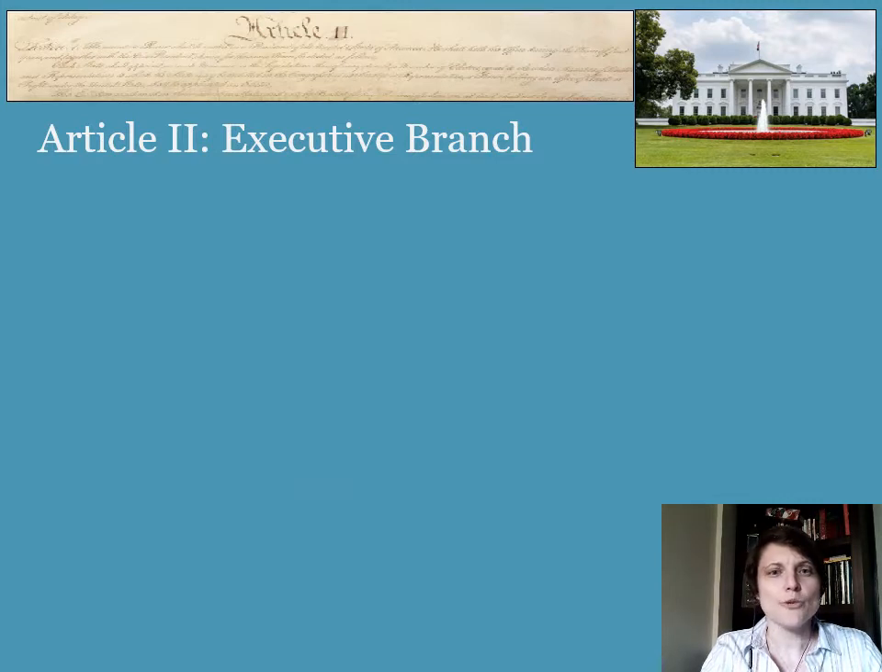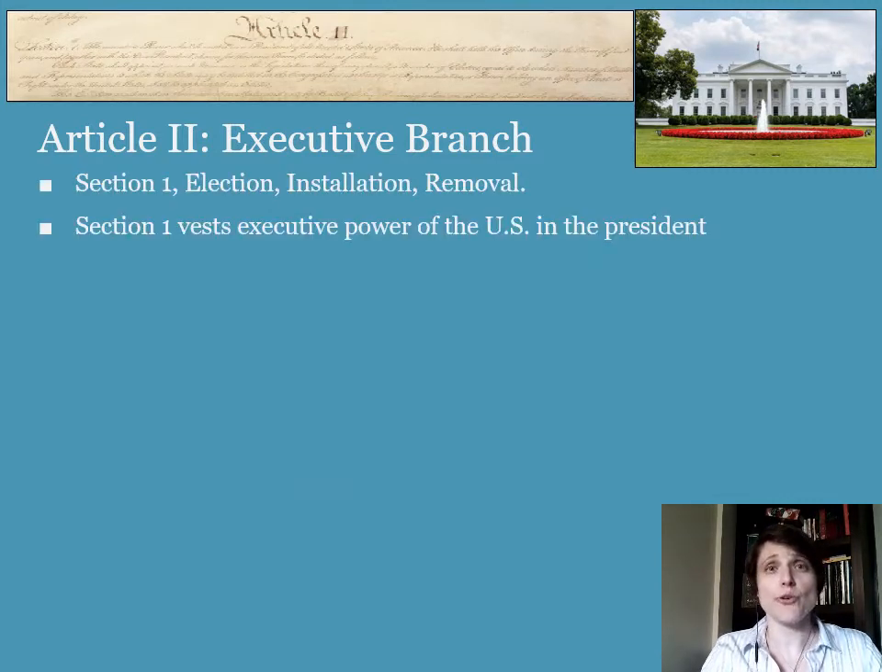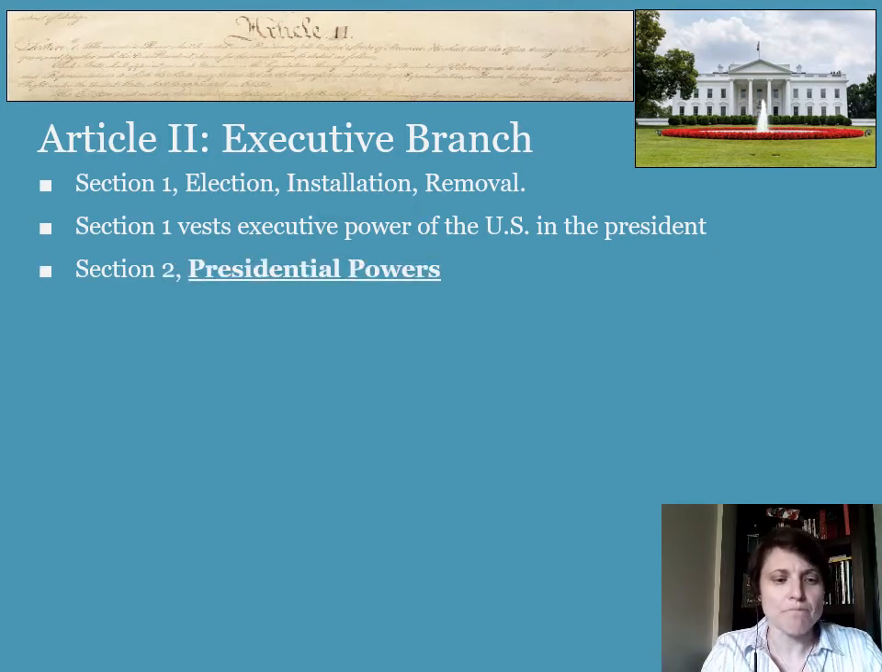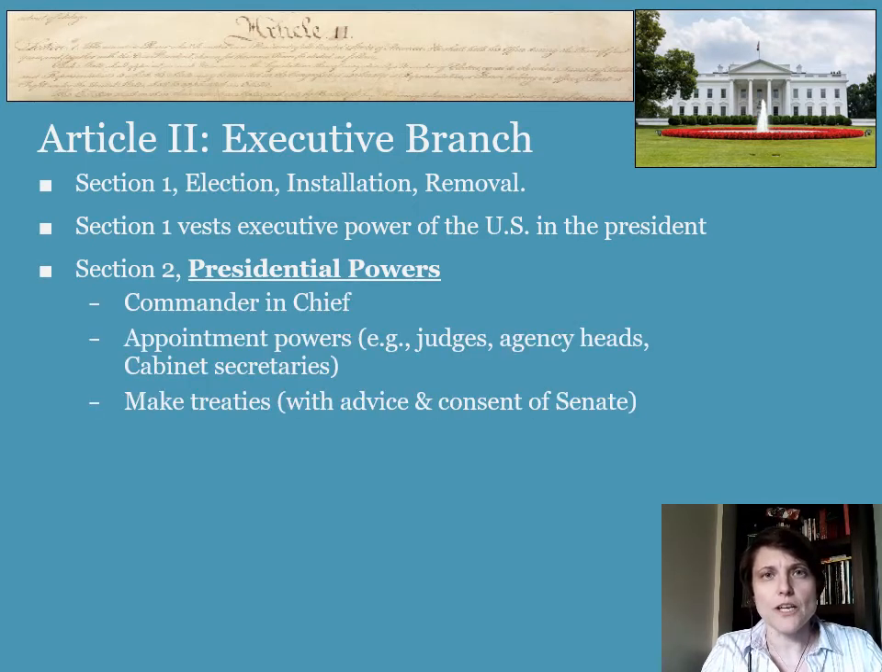All right, moving on to Article 2. This creates the executive branch, and it vests all executive power, that's the power to carry out the laws, in the president. It appoints the president as the commander-in-chief, and it provides some explicit powers, such as the power to grant pardons, appoint ambassadors, make treaties, and so forth.